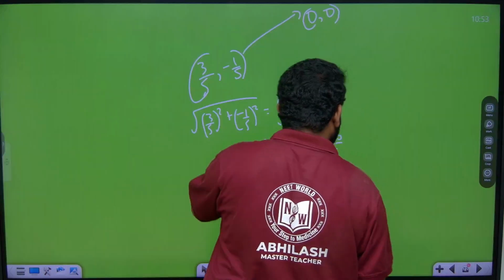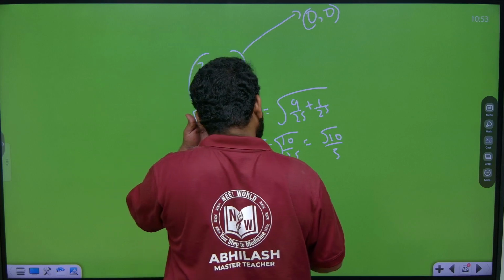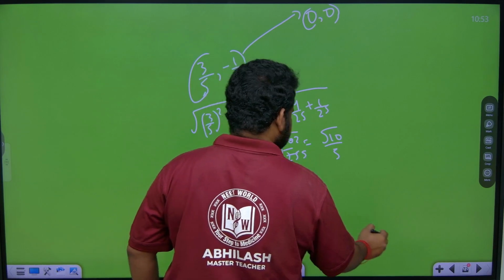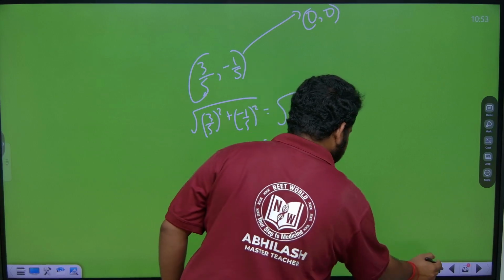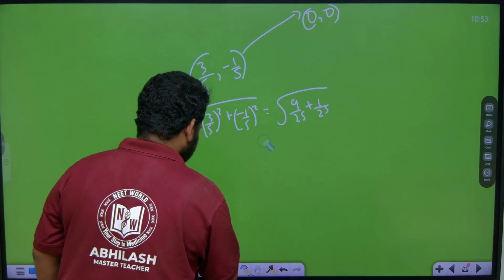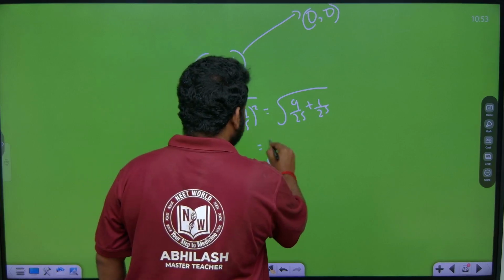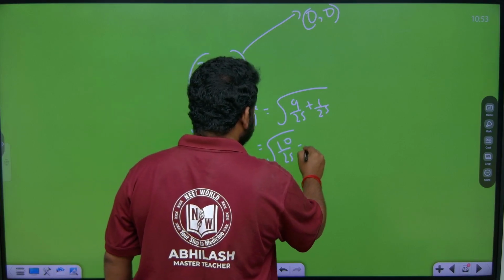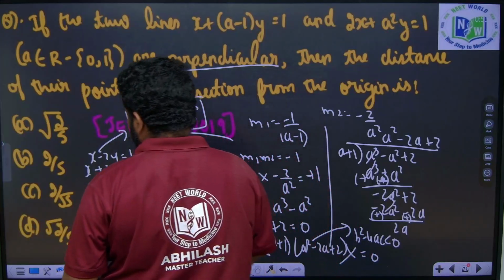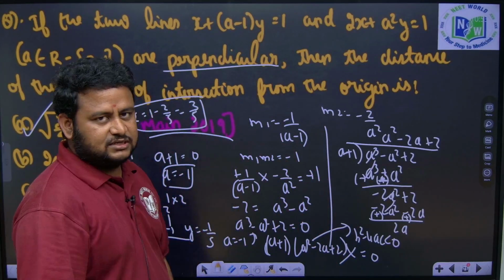Or I can write it like this also. 5 2s are 10, 5 5s are 25. We can do it that way also, as per our convenience. So this will become equal to square root of 10 by 25, that is nothing but square root of 2 by 5. Square root of 2 by 5, that is option A. Option A is the correct answer.